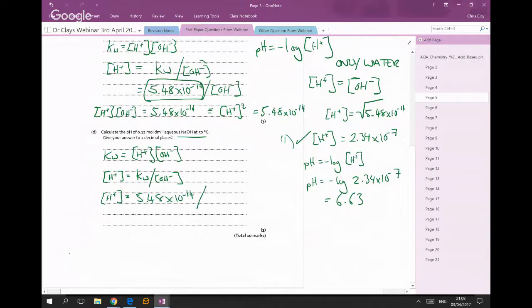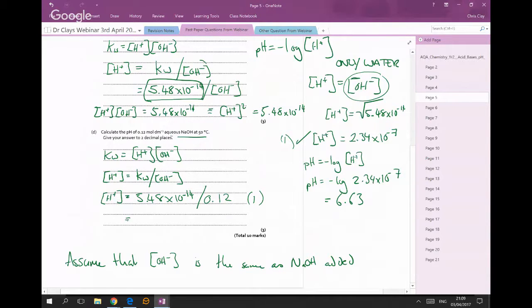Now, our assumption here is that the concentration of OH- is simply the same as NaOH added. Now that's a fairly good assumption. The concentration of OH- from the water is about 10 to the minus 7, so it's not going to have any serious effect. So it's divided by 0.12 here. For one mark, we get a hydrogen concentration.